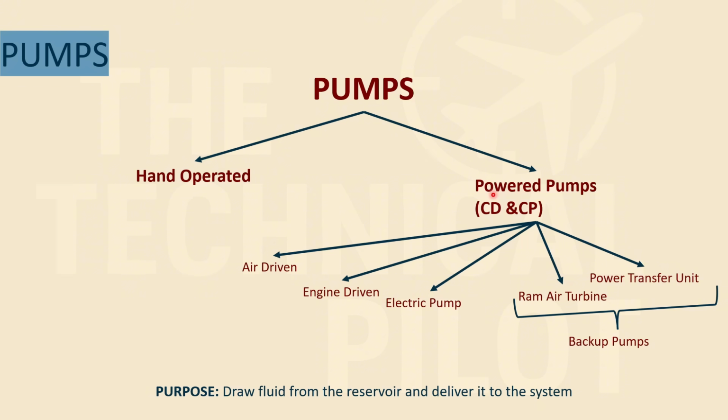Powered pumps are of two types, which is a constant delivery pump and a constant pressure pump. But they're further divided into various types based on how they are being operated. So we have air-driven pump, engine-driven pump, electric pump, ram air turbine, and power transfer unit. Ram air turbine and power transfer unit are also known as your backup pumps, right?